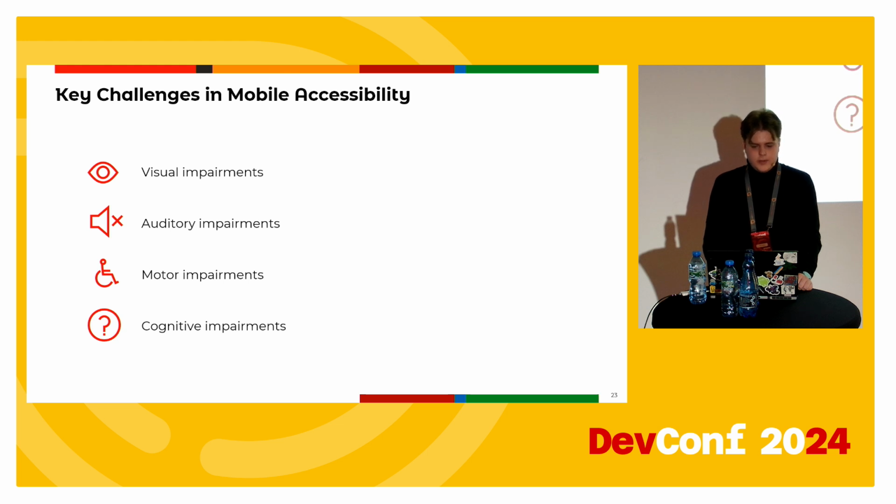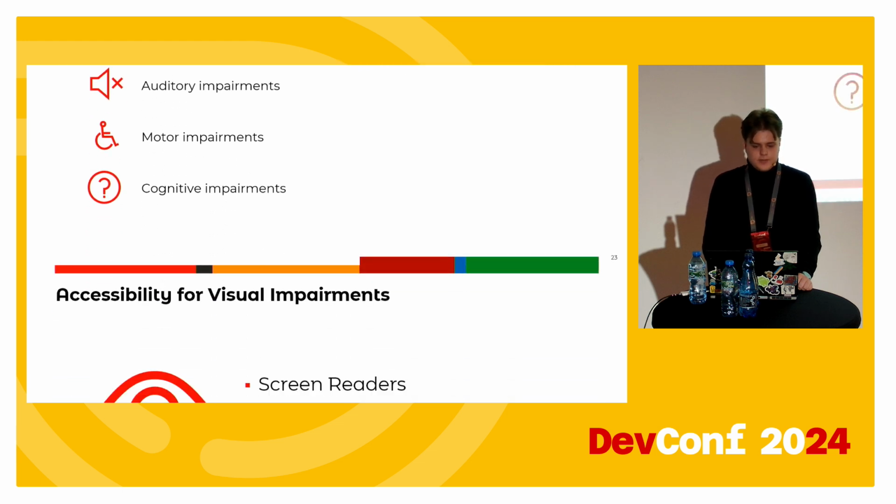However, developing mobile apps that meet these accessibility standards comes with unique challenges. Mobile apps need to support a wide range of disabilities, each with distinct requirements. Let's focus on the primary challenges faced when designing apps for users with visual, auditory, motor, and cognitive impairments.